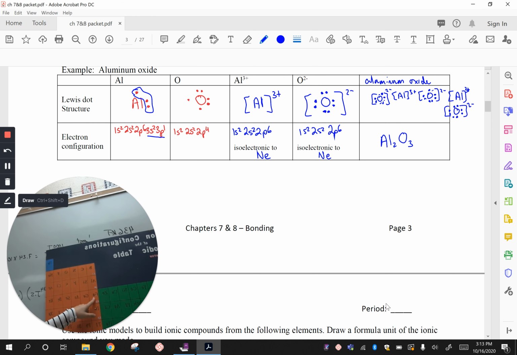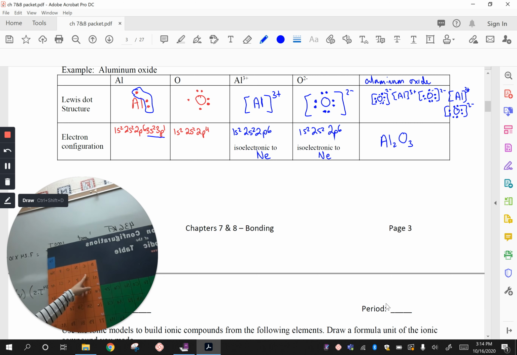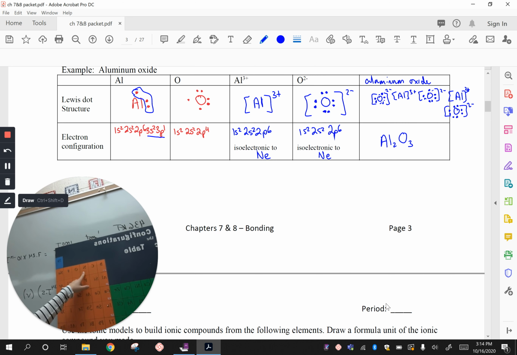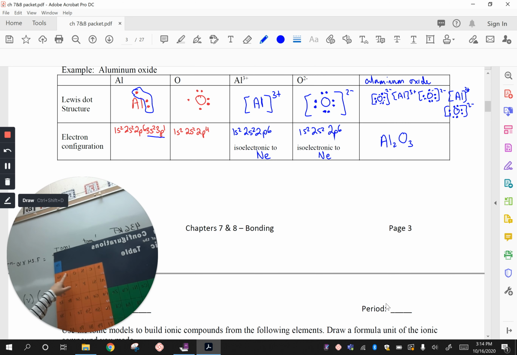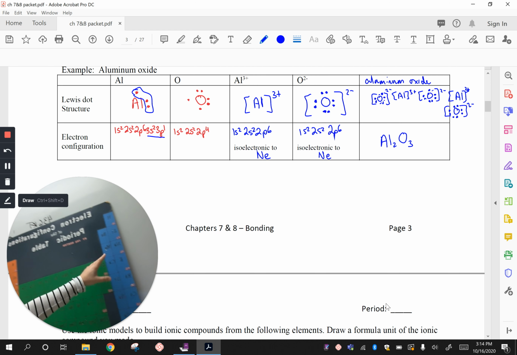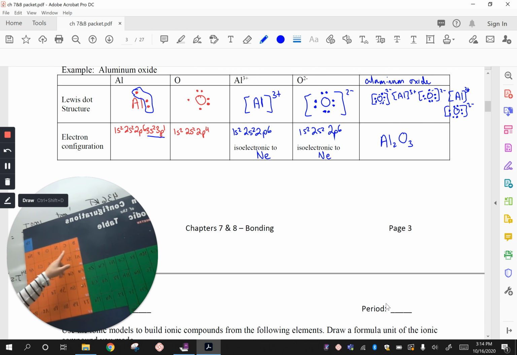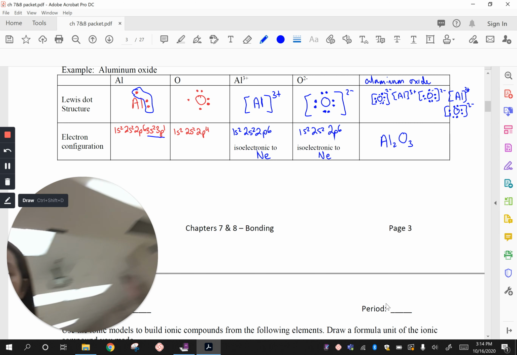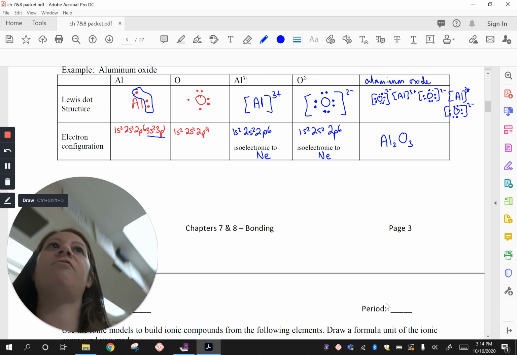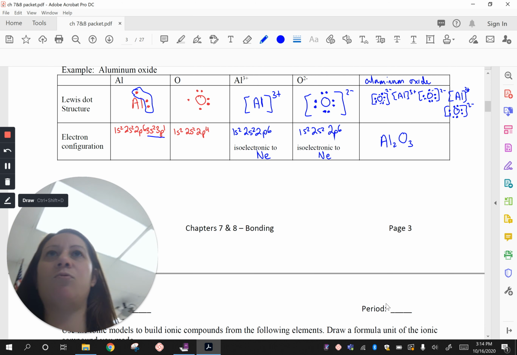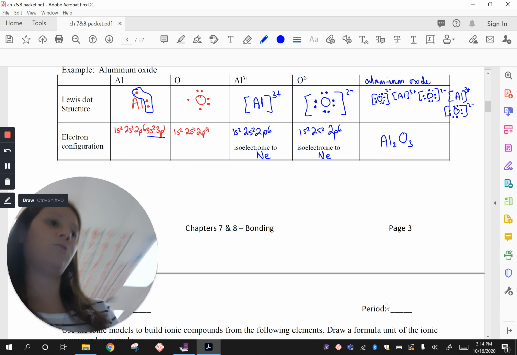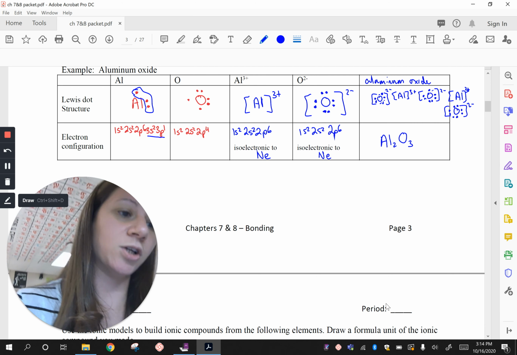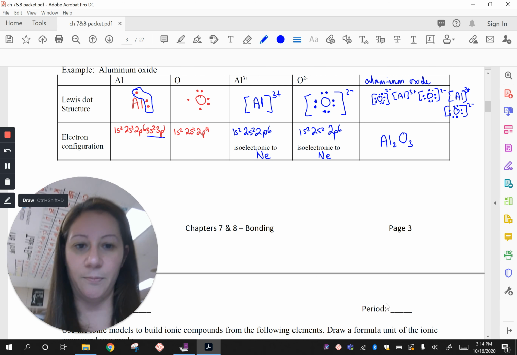The boron family is +3. Carbon family is ±4. Nitrogen family is -3. Oxygen family is -2. Halogen family is -1. And then these don't get a charge. So again, to review, +1, +2, skip, +3, ±4, -3, -2, -1. So if you are given aluminum and oxygen and you're not given what the charges should be, you should still be able to figure out what charges they would become.